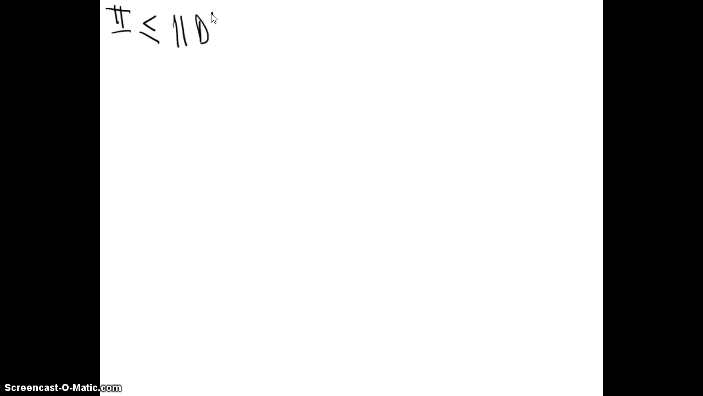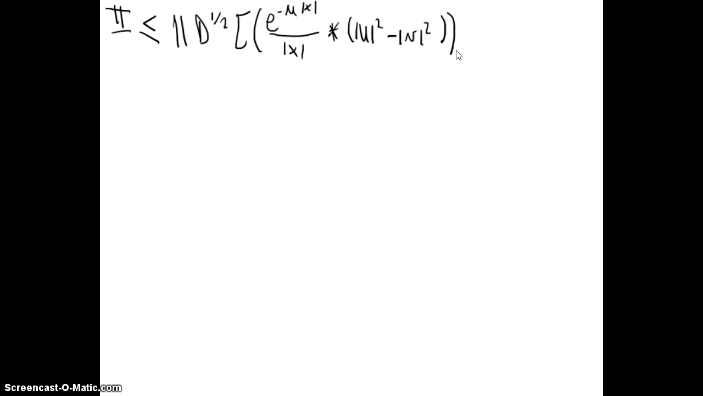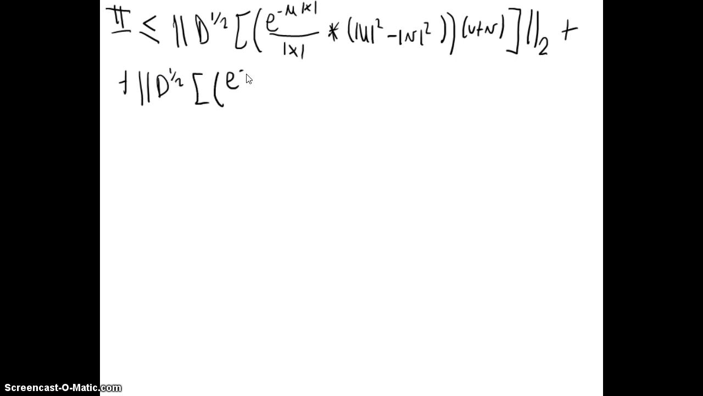Okay, D^(1/2) of e^(-mu|x|) convolved with (u squared minus b squared), in the u plus b norm 2, plus D^(1/2) of e^(-mu|x|)|x| convolved with the same but with the sum, u squared plus b squared, and now the same with a minus.